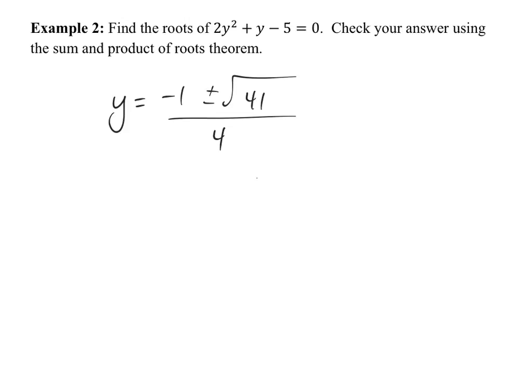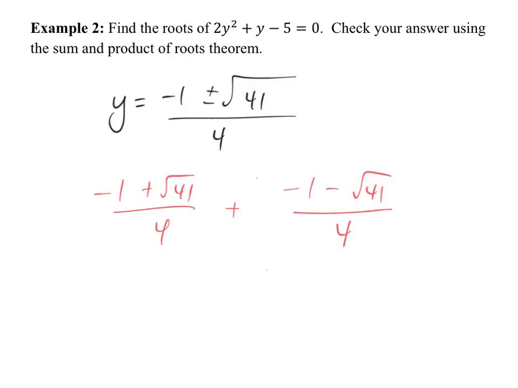So read what it says. It says check your answer just by using the sum and product of roots theorem. Well, go ahead and sum these. Here's the sum of them, right? That's how I would sum them together. Plus or minus means I have 2 roots. So one has a plus and one has a minus. We have 2 different roots here. One plus and one minus.